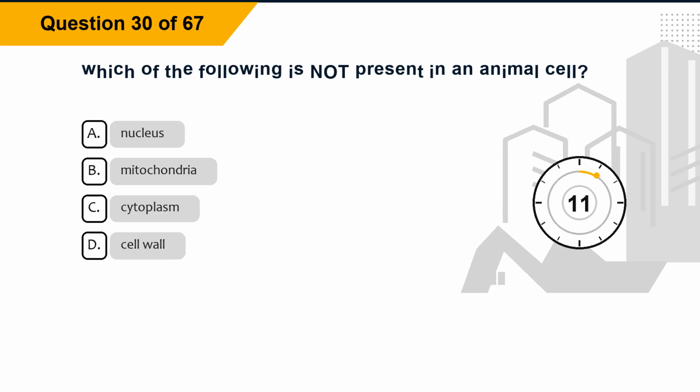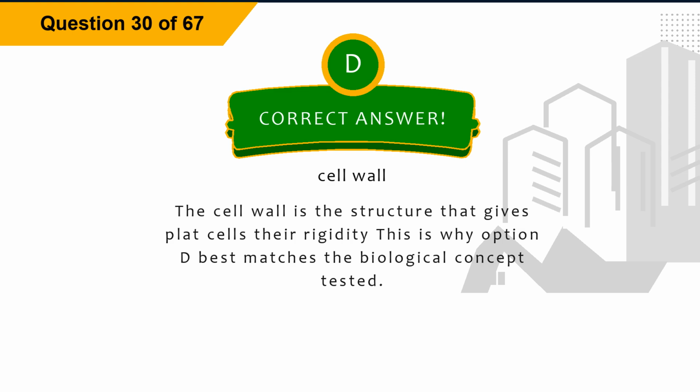Question 30. Which of the following is not present in an animal cell? Option A, nucleus. Option B, mitochondria. Option C, cytoplasm. Option D, cell wall. The correct answer is option D, cell wall. Explanation: the cell wall is the structure that gives plant cells their rigidity. This is why option D best matches the biological concept tested.